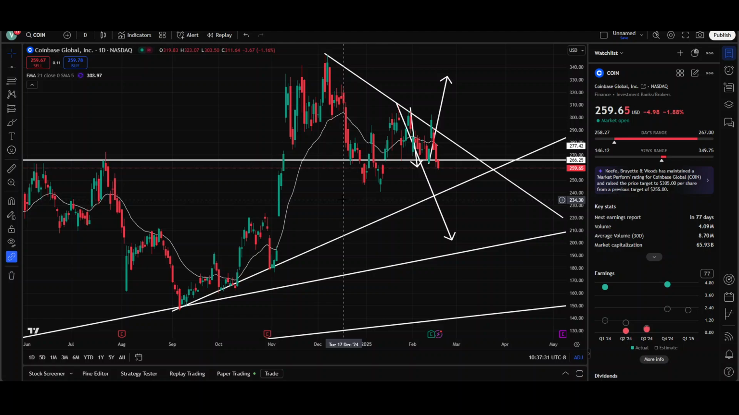with the ticker symbol COIN. I will first be going over what I see on the daily chart and finish the video off with the weekly chart. This video is for entertainment purposes only. Please trade at your own risk.